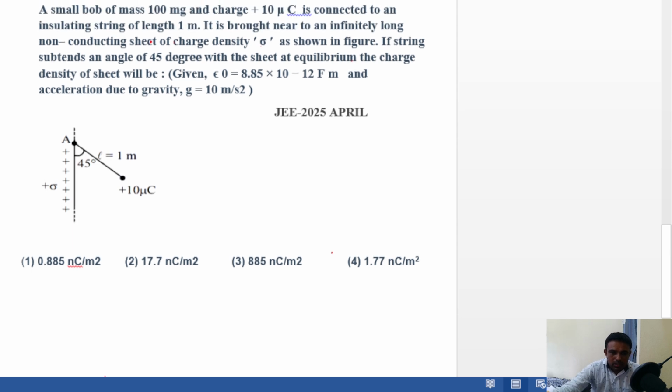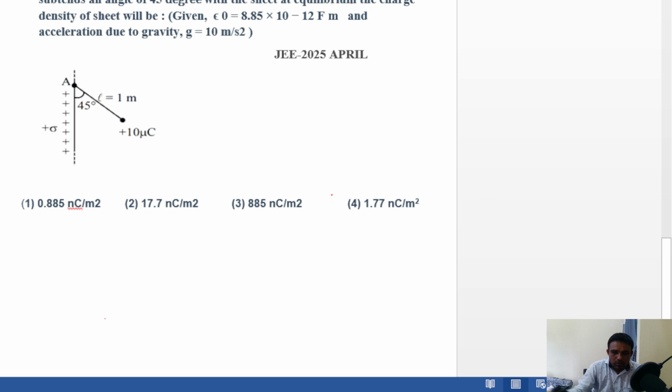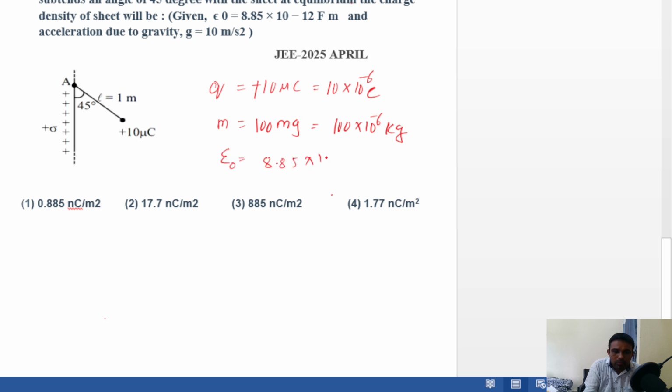okay, so here the sheet is given, an infinitely charged sheet. So here the given data: first Q is given, plus 10 microcoulombs. Micro means 10 to the power of minus 6, so 10 to the power of minus 6 coulombs. Next mass is given, mass is equal to 100 milligrams. So converted into kilograms, 100 into 10 to the power of minus 6 kilograms. Okay. Next epsilon naught value is given, 8.85 into 10 to the power of minus 12 farad per meter.